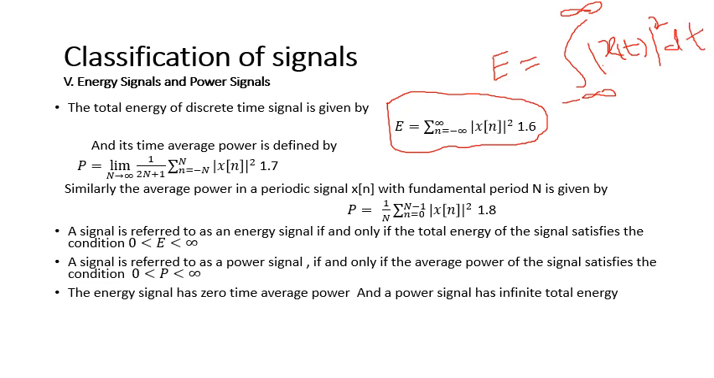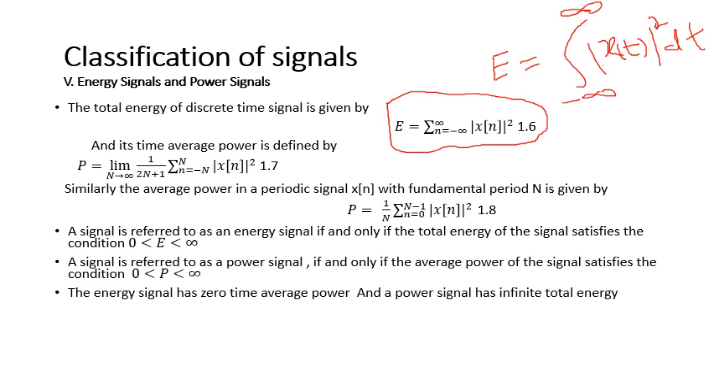So it always reminds you that x(t) means you are dealing with the time domain signal, right? So this is the equation. This is how you find the energy for the case of a continuous time signal.